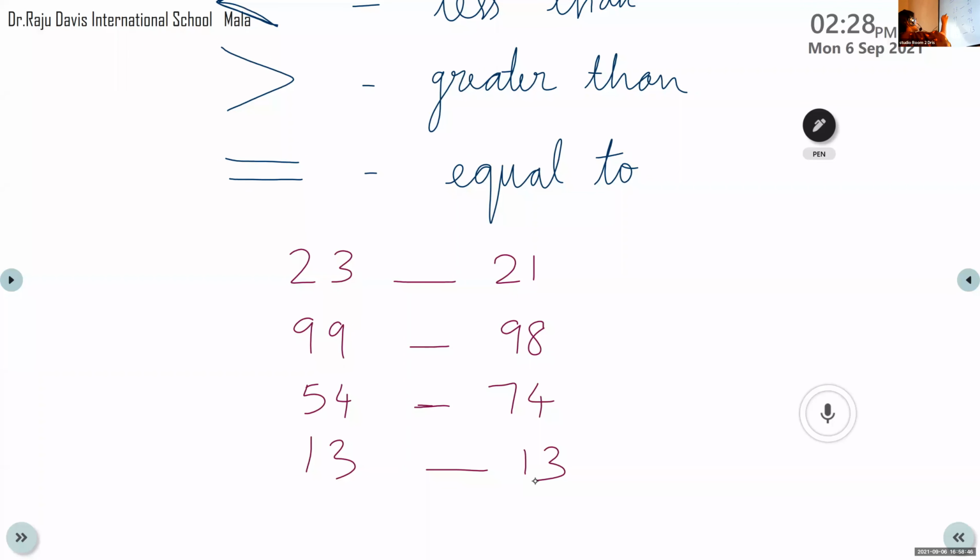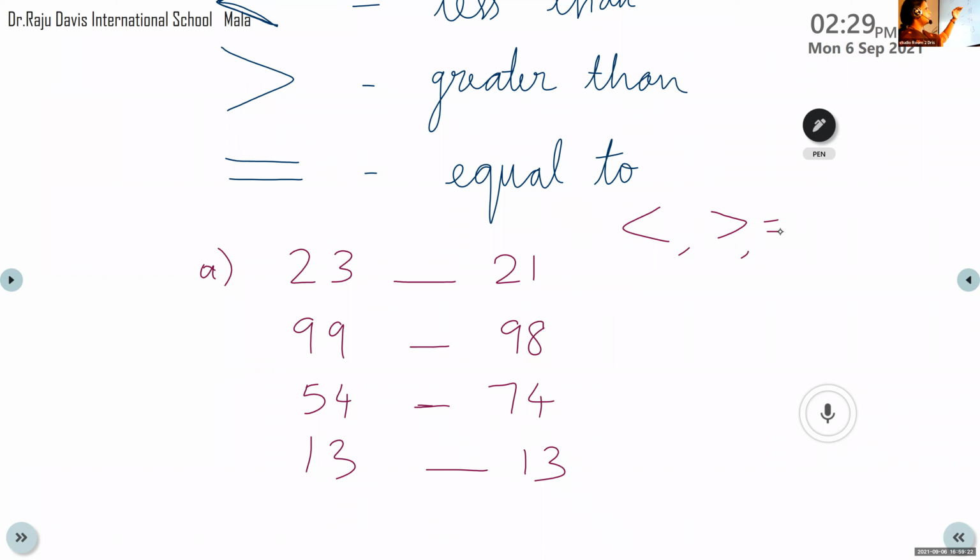Now let us see the first one. Please be quiet. We are just recalling what we learned in the previous year, first standard. 23, 21. Which symbol do we use here, Wilfred? 23 and 21 are not equal, they are different. So which symbol do we use here? Is it less than, greater than, or equal to?